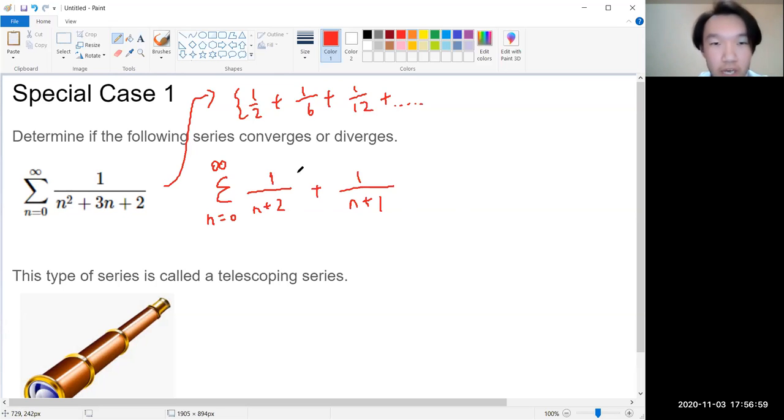So now once you have this rewritten version, what you can do is actually write the terms of the series again. I'll write it down here. So this series is going to be, the first term of the series is when n equals 0. So that gives you 1/2 plus 1 over 1.